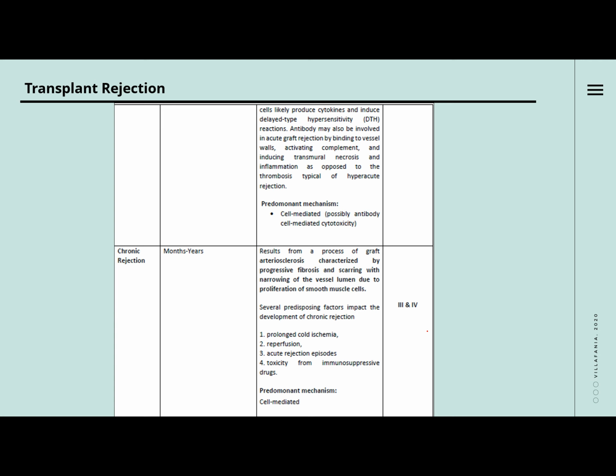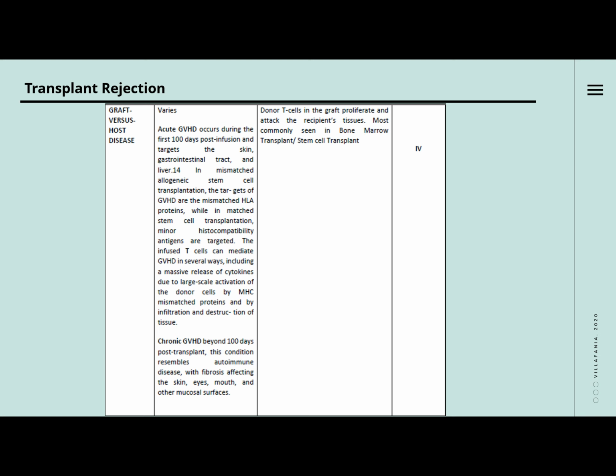So this would result from a process of graft arteriosclerosis characterized by progressive fibrosis and scarring with narrowing of the vessel lumen due to the proliferation of smooth muscle. Several predisposing factors would impact the development of chronic rejection, such as your prolonged cold ischemia, reperfusion, acute rejection episodes, toxicity from immunosuppressives. The predominant mechanism is that it is cell-mediated. The type of hypersensitivity reaction is 3 and 4.